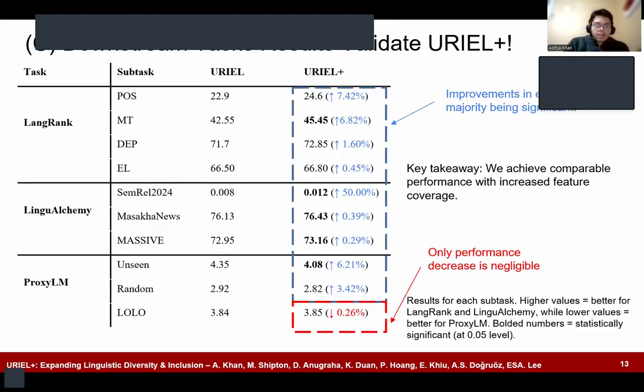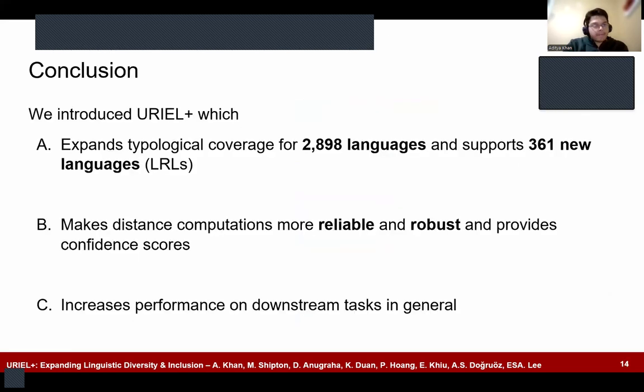Comparing URIEL against URIEL Plus on each of these tasks, we see improvements in basically all of the tasks except one. But even in that one where we see a performance decrease, it is basically negligible. And amongst the improvements, the majority of them are statistically significant. So the idea here is that we achieve comparable performance with quite a bit of increased feature coverage as well. So yeah, we definitely get better performance overall.